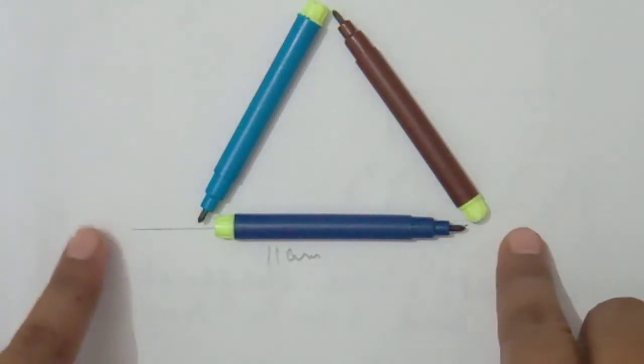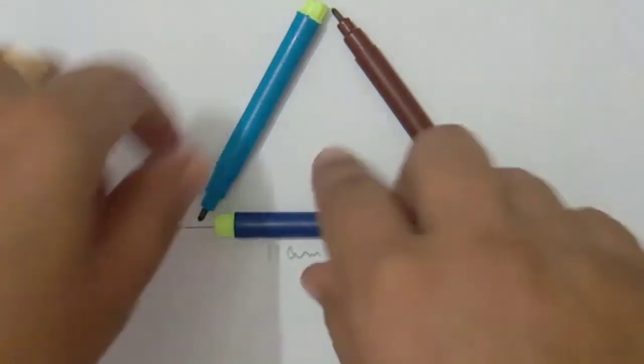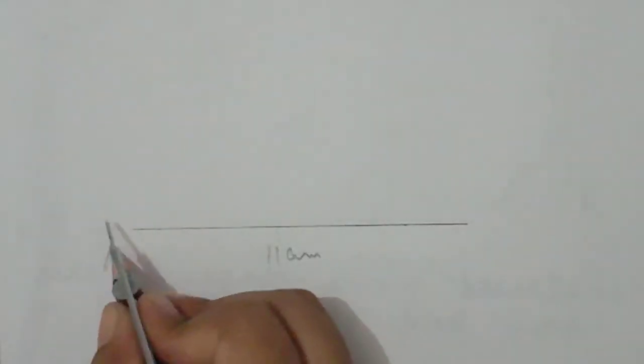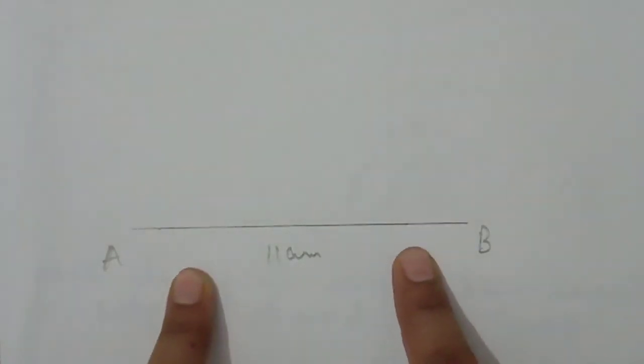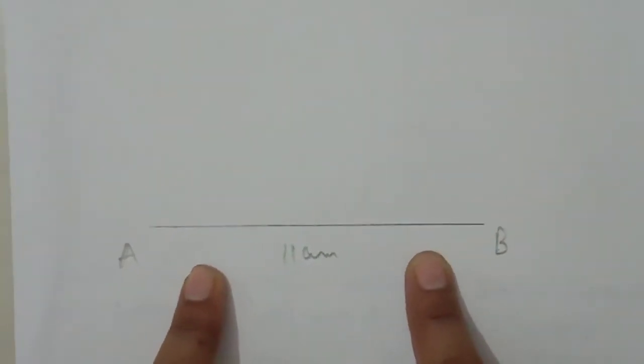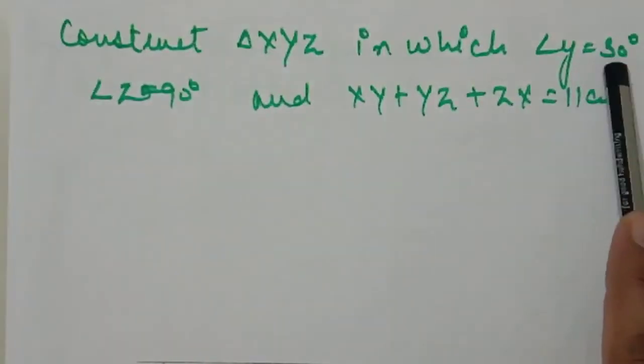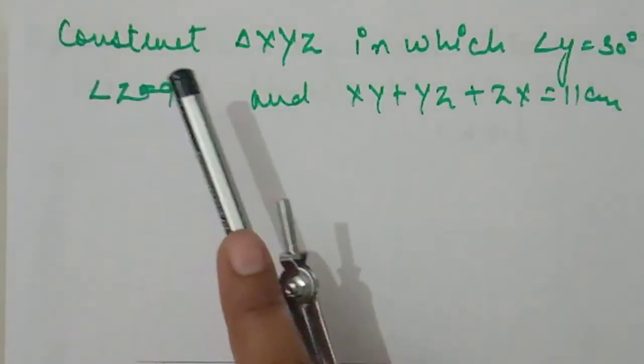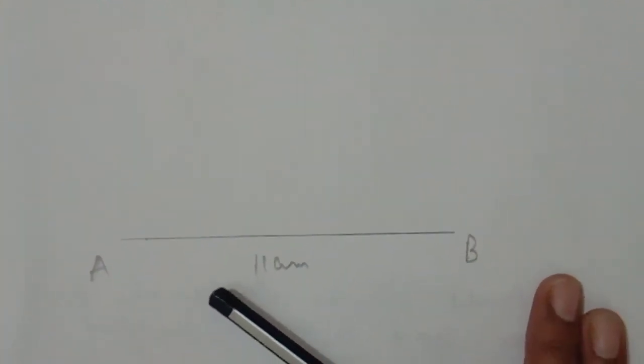So that's why the end points of this side are not X, Y, Z. It is a different thing. So we will mark them as A, B, because we do not know where X, Y and Z are now. It is the sum of all three sides. Now the question is how we will proceed. First of all, it is given that one angle is 30 degree and one angle is 90 degree. So we will use that information and we will draw the 30 degree and 90 degree angle.